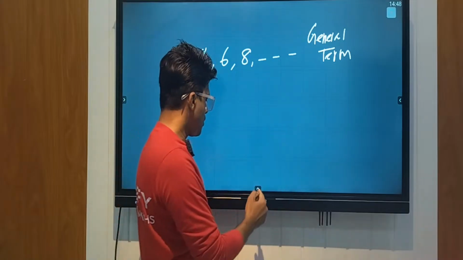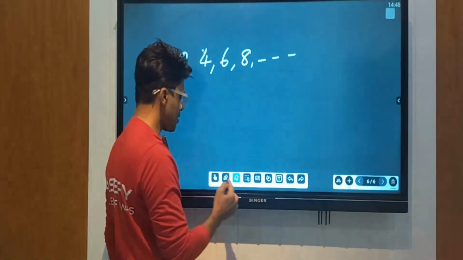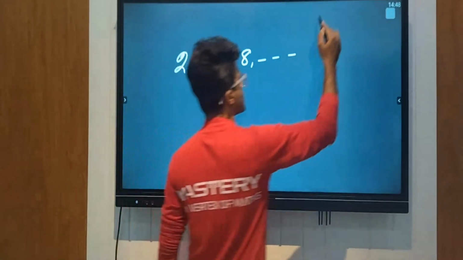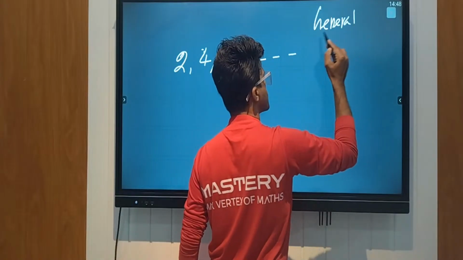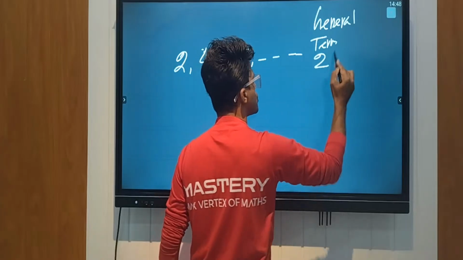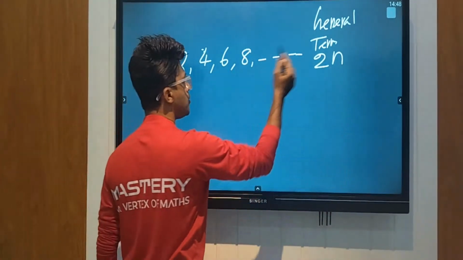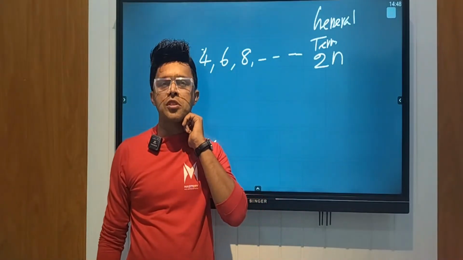So we are going to learn about the concept of general term. Really, what is a general term? General term is a common term that we are going to get. General term or common term. The general term of this one is 2n. Really, why did I get the general term of this pattern as 2n?